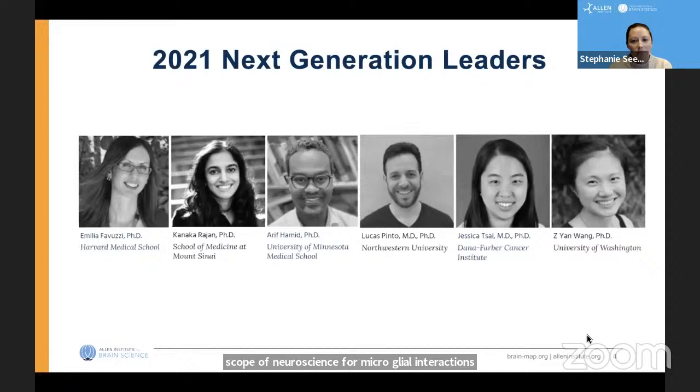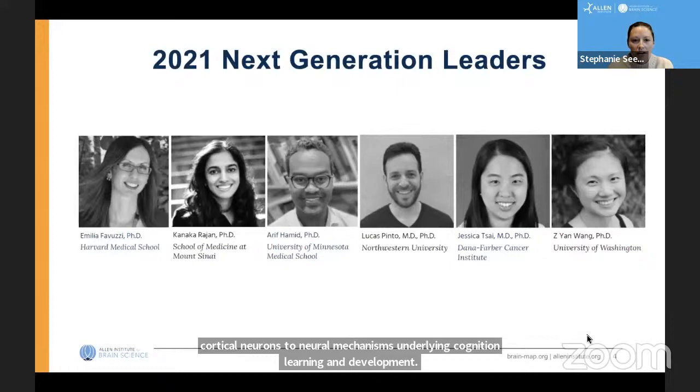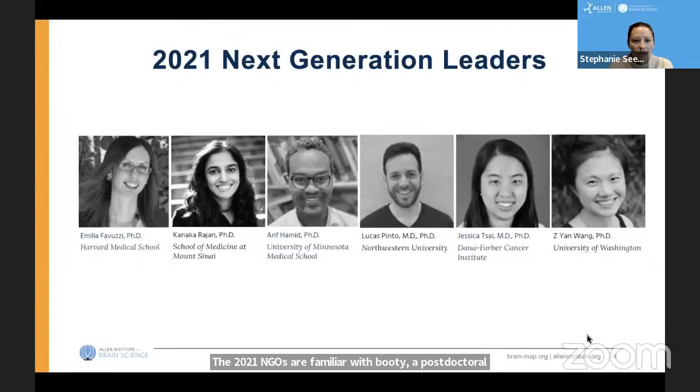The 2021 NGLs are Emilia Favuzzi, a postdoctoral fellow in Gord Fischel's lab at Harvard Medical School, Arif Hamid, an assistant professor of neuroscience at the University of Minnesota Medical School, Lucas Pinto, an assistant professor in the Department of Neuroscience at Northwestern University, Kanaka Rajan, an assistant professor at the Friedman Brain Institute at the School of Medicine at Mount Sinai, Jess Tsai, a postdoctoral scholar in the Department of Pediatric Oncology at the Dana-Farber Cancer Institute, and Yan Wang, who will soon be joining us in Seattle as an assistant professor of psychology and biology at the University of Washington. Every year, I'm more impressed by our NGLs than I was the year before, and I expect this year to be no different.